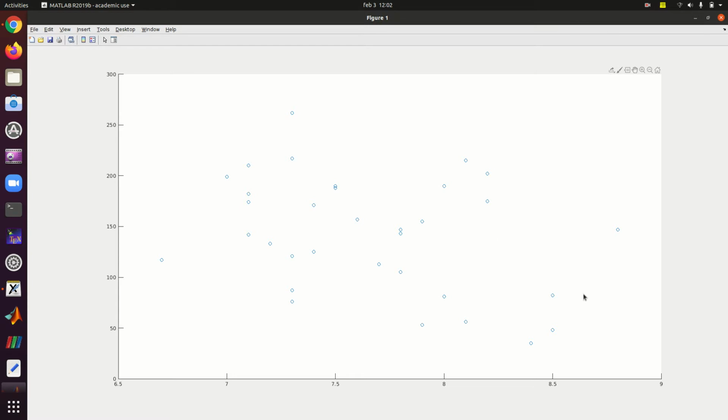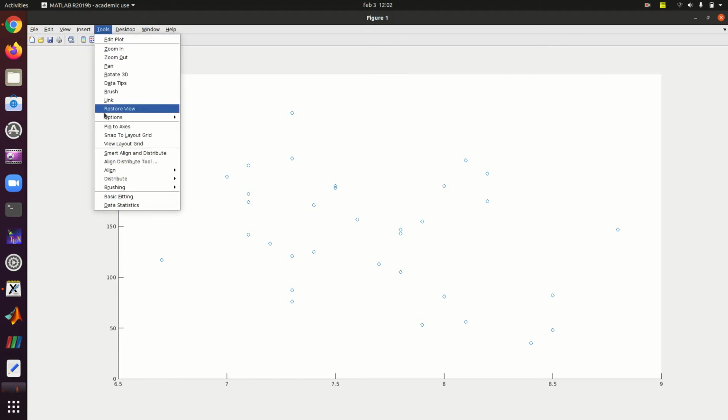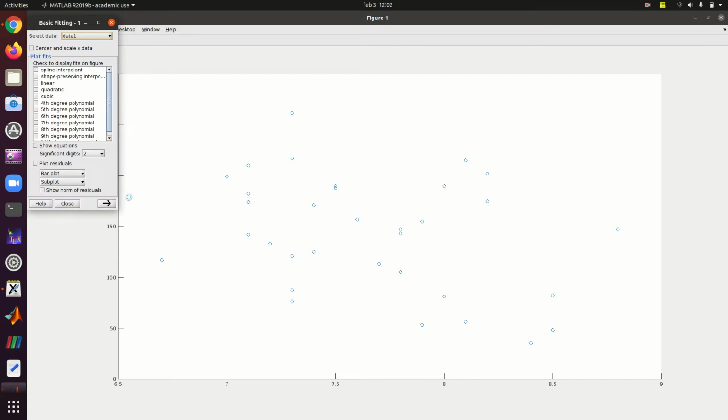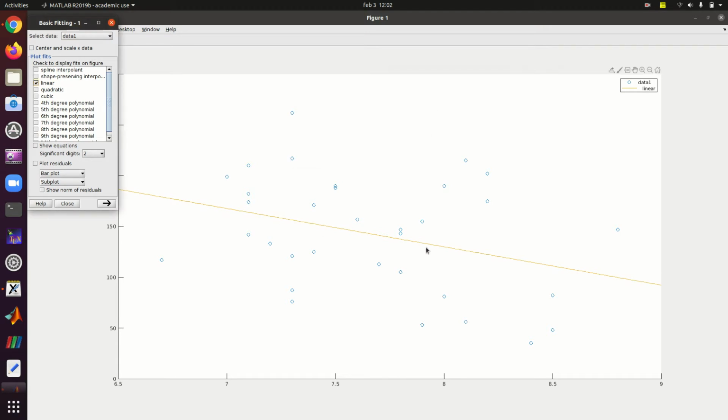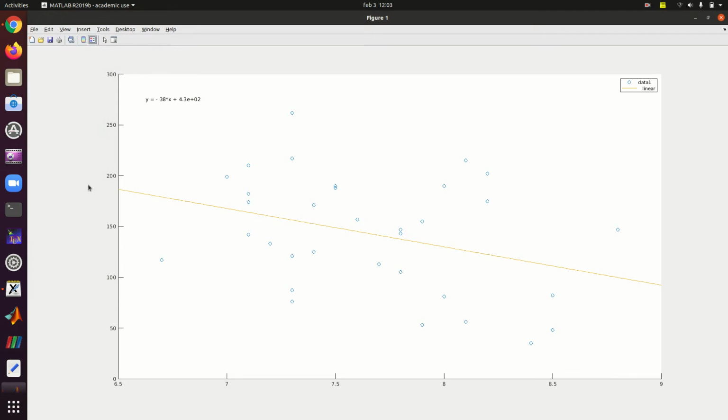So if we want to fit our linear equation here, I think we go to Tools, then we go to Basic Fitting, then we choose linear. Okay, yes, so this is our linear plot here. If I also want to show the equation, I can click show equation, and then I close. So this is it.